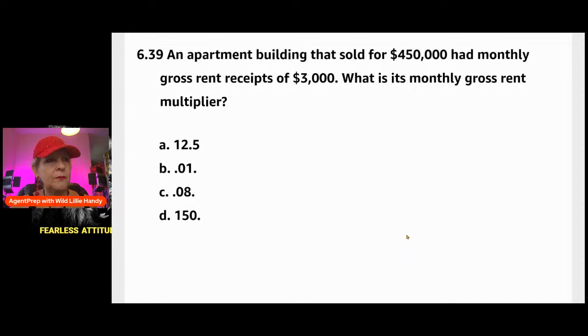So gross monthly gross rent multiplier. And it has gross rent receipts of 3,000, right? So to find the monthly gross rent multiplier, it's 450,000 divided by the monthly gross rent. That will give us a rent multiplier of 150. So the answer is D.